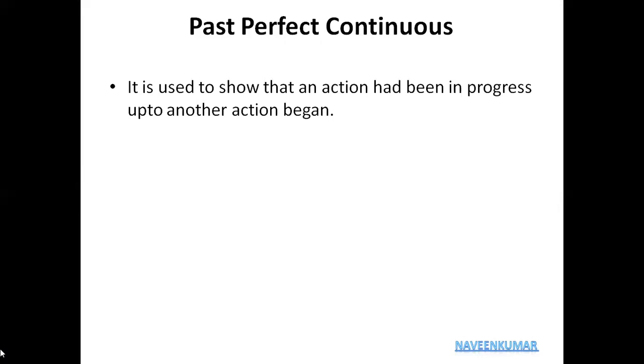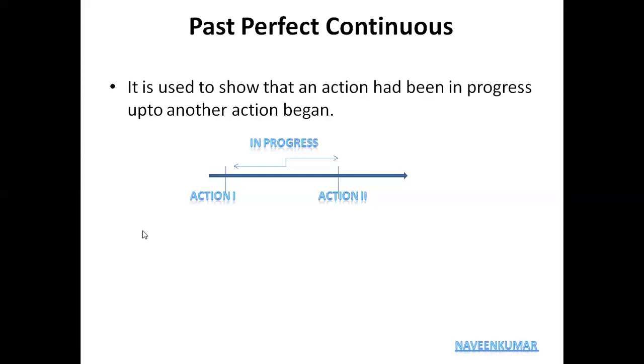So let's see the graphical representation of this one. Here action 1 started and it had been in progress for a certain period of time. It had been in progress before action 2 started. So action 1 started here and it was happening when action 2 started. Okay, it had not completed, it was happening. Both actions, remember, happened in the past. The action 1 had been in progress when action 2 started.